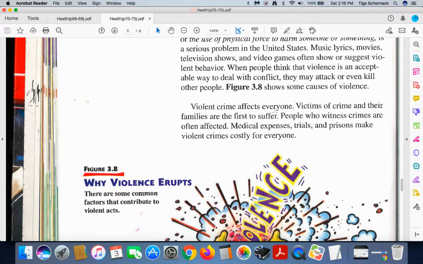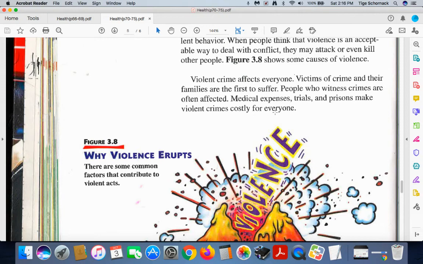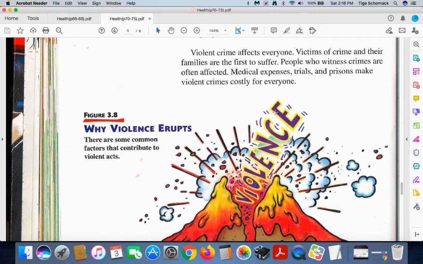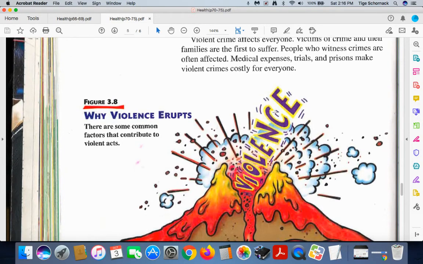Violent crime affects everyone. Victims of crime and their families are the first to suffer. People who witness crimes are often affected. Medical expenses, trials, and prison make violent crimes costly for everyone. Again, 3.8, why violence erupts? There are some common factors that contribute to violent acts.